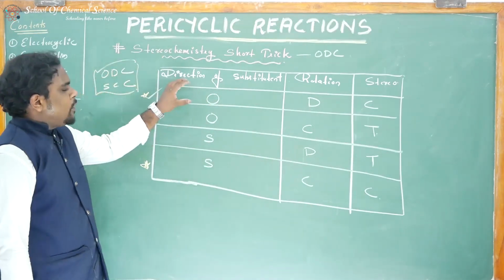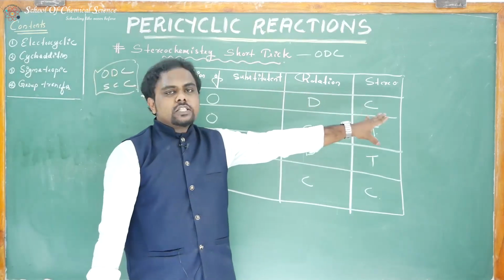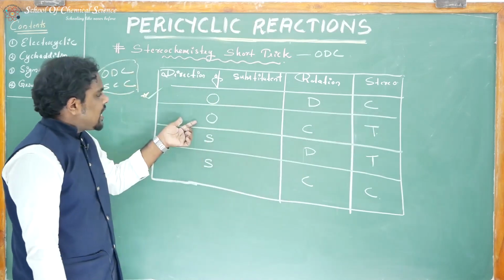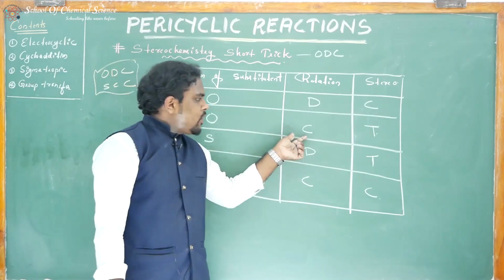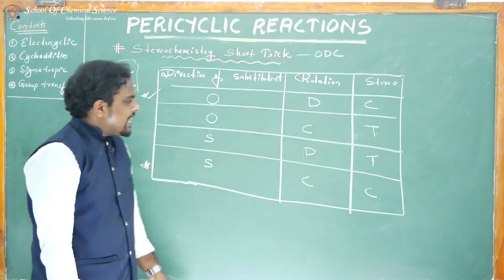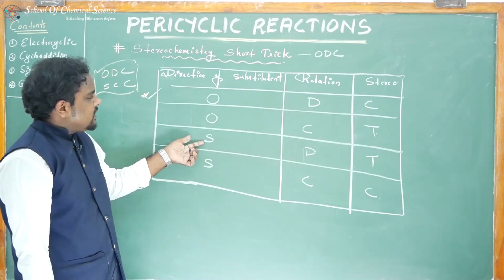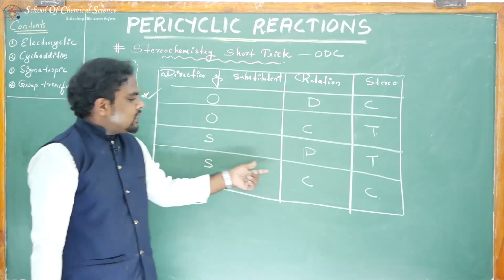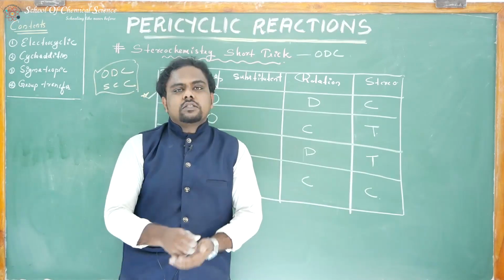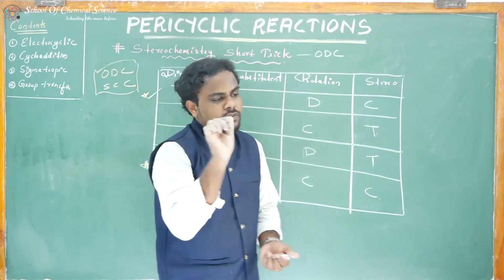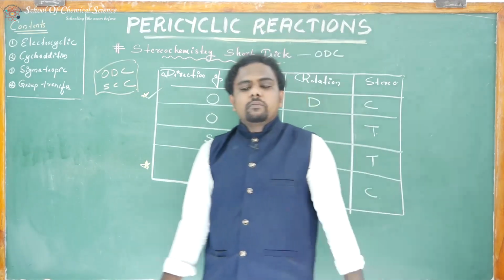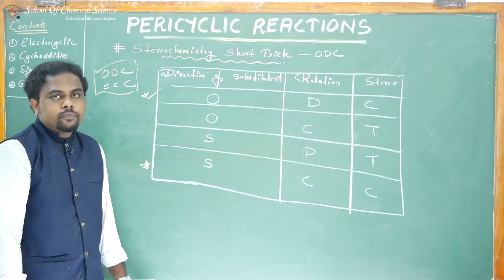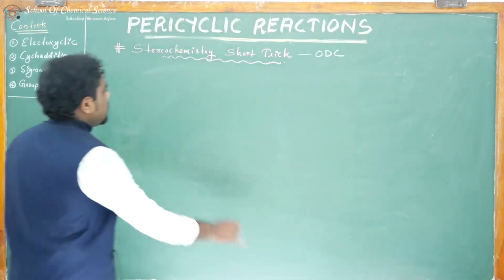If substituents are in opposite direction and you are performing disrotation, stereochemistry is cis. If substituents are in opposite direction and you are performing con rotation, stereochemistry is trans. Substituents in the same direction, disrotation, then trans. Substituents in the same direction, con rotation, then cis. ODC, SCC. When you remember these two things, you can work out any problem based on stereochemistry of electrocyclic reactions. Okay, moving to some questions.